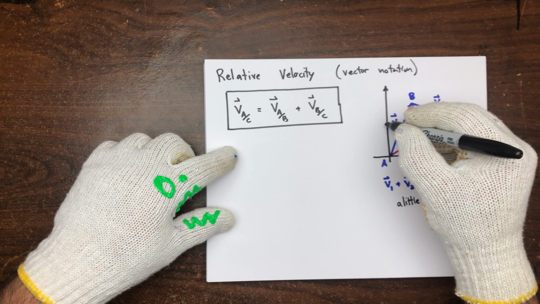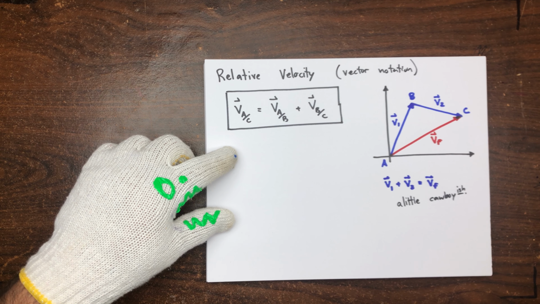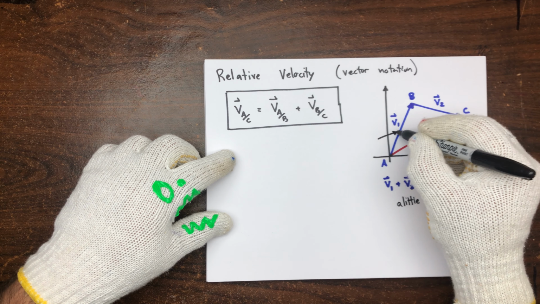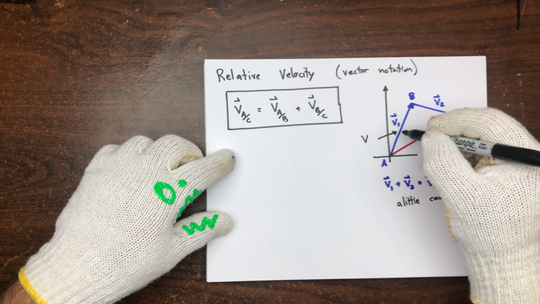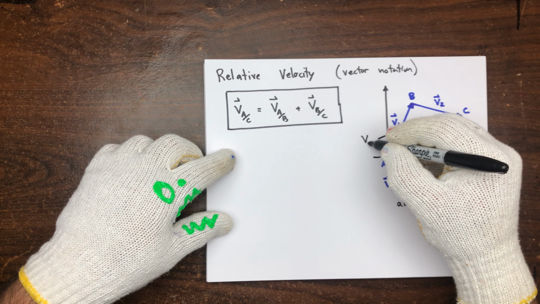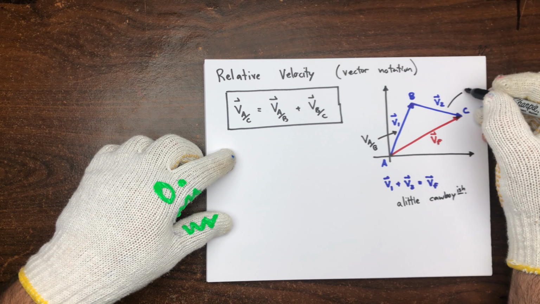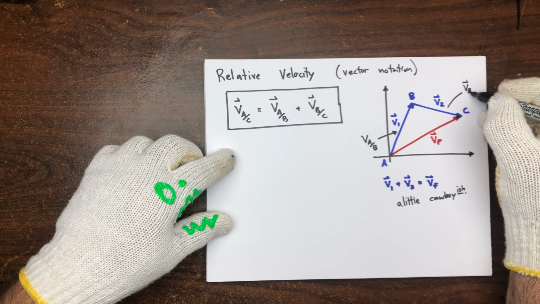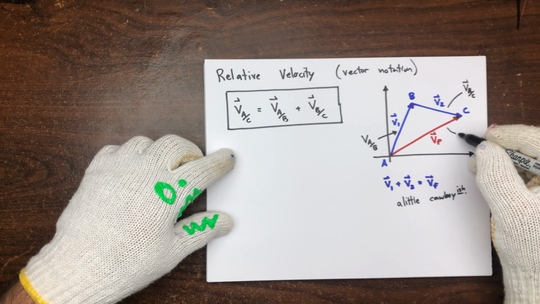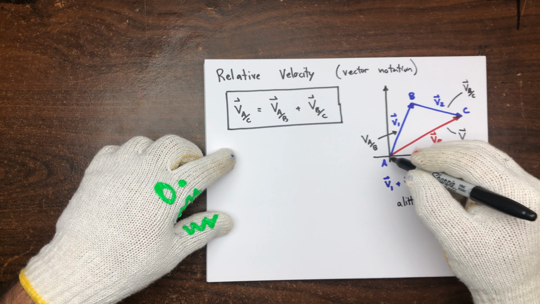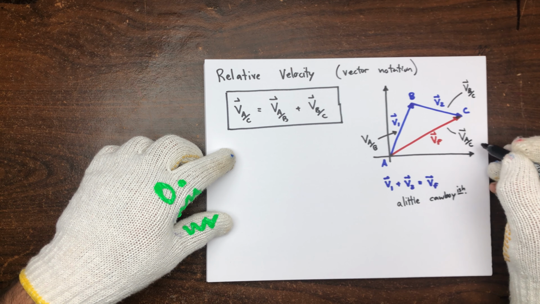So we'll call this vector here A to B, and this one will be vector B to C, and then this vector will be A to C. I shouldn't use an arrow in a vector diagram.